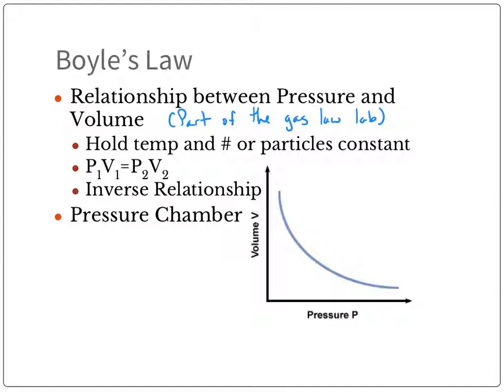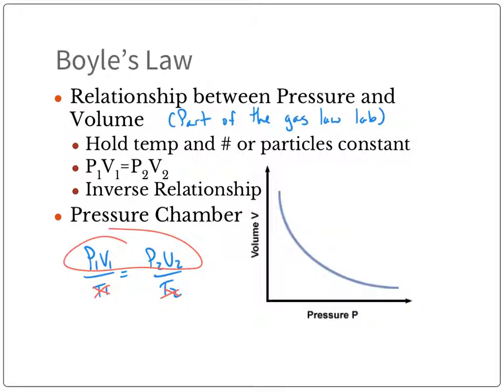In each case of Boyle's law, you're going to hold temperature constant, and of course particles are still held constant. And the relationship looks a lot like the combined gas law with temperature being held constant. And as we talked about in the previous video lesson, if you hold something constant, you can cancel it out of the math, and what's left is P1V1 equals P2V2, and that is Boyle's law. Now it's an inverse relationship, and you saw this when you did the lab.